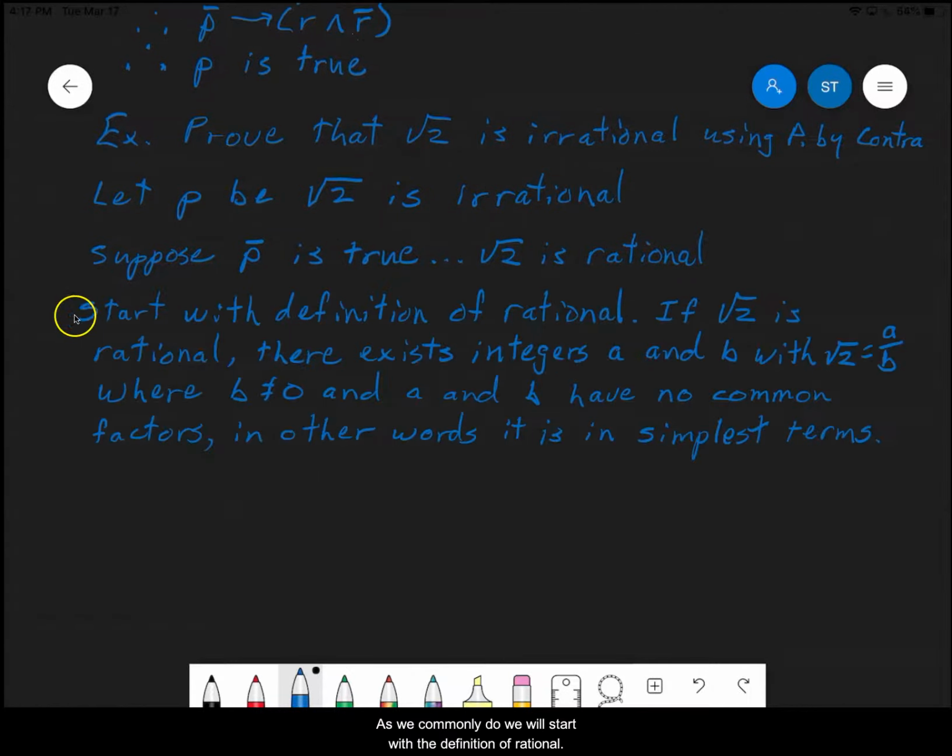As we commonly do, we will start with the definition of rational. If square root of 2 is rational, there exist integers a and b with the square root of 2 equals a over b, where b is not equal to 0, and a and b have no common factors. In other words, it's in its simplest form.